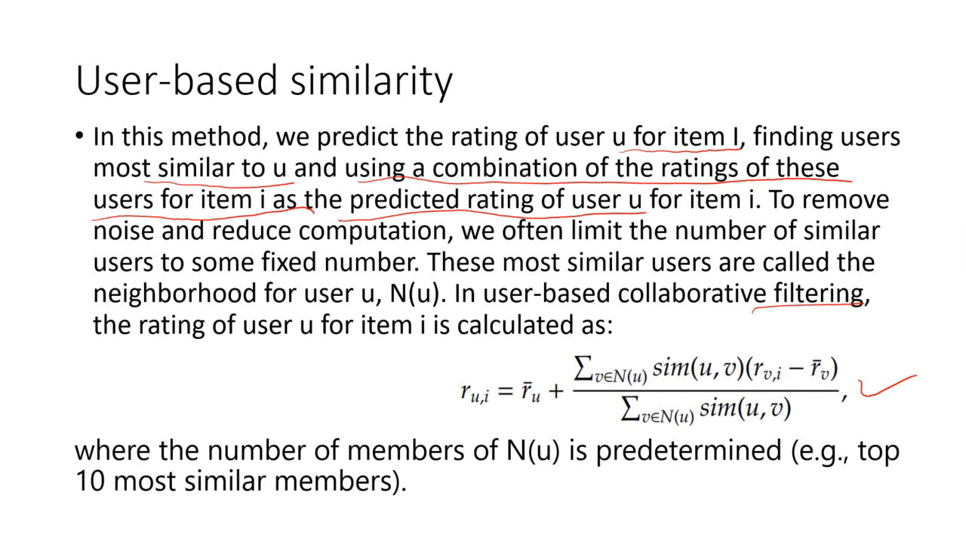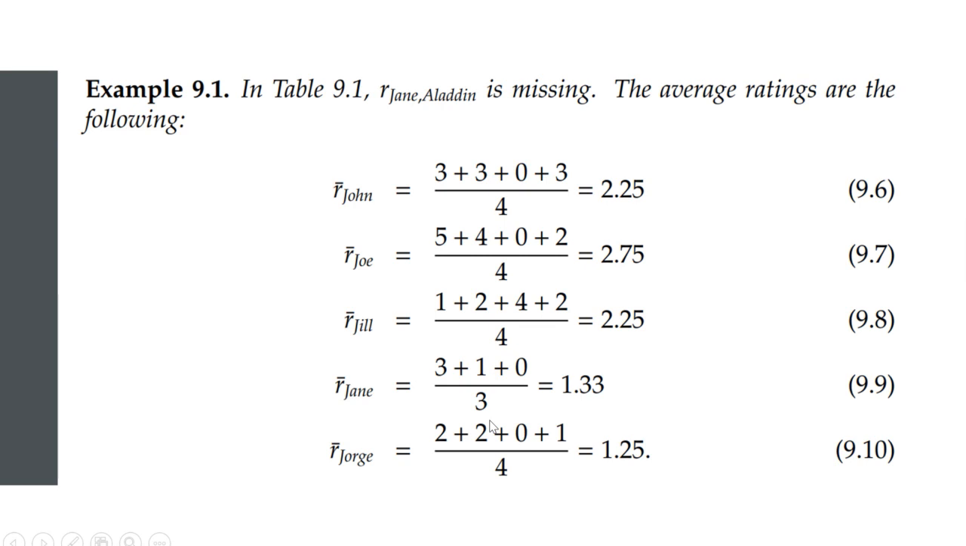And we can apply this formula where the number of members NU is predetermined. That means we can take the top 10 similar members and we can find out the similarity index. We call it the user similarity. So we will see one example of finding out the similarity matrix in the next video.